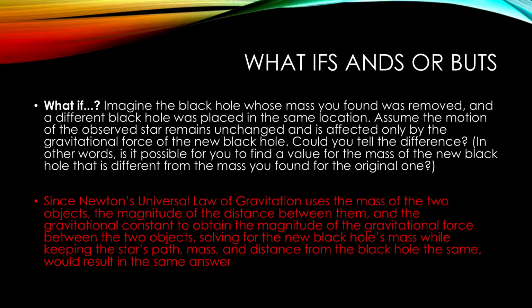Let's break it down. Since Newton's universal law of gravitation uses the mass of the two objects, the magnitude of the distance between those two objects, and the gravitational constant, in order to obtain the magnitude of the gravitational force between the two objects, solving for the new black hole's mass when you keep the star's path, mass, and distance from the black hole the same would result in the same answer.